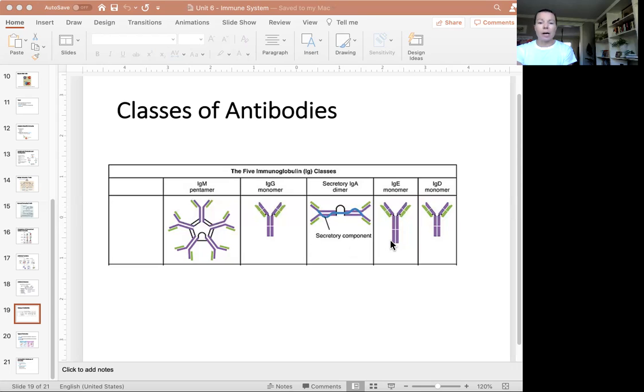The last antibody is IgE, and this is also found in blood plasma. It binds to basophils and it triggers the release of histamine. And so because of that, it's involved in allergic responses.